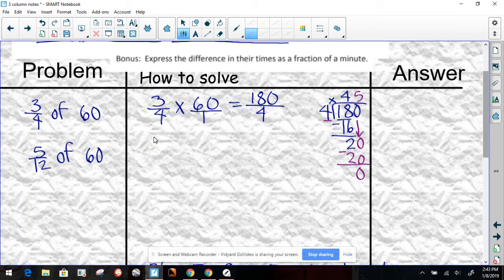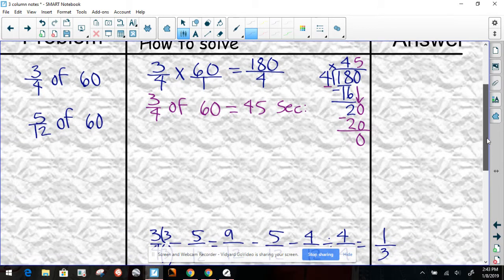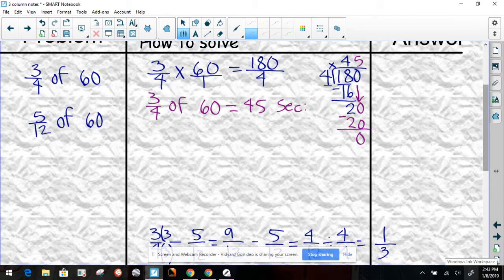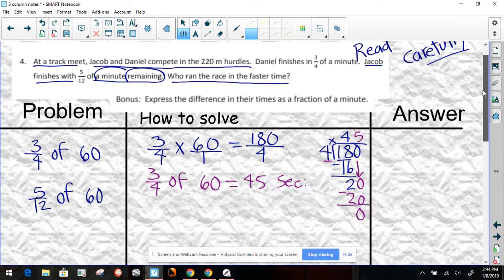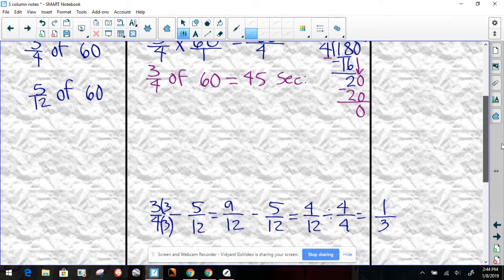So now we know that Daniel, 3/4 of a minute, converting to 45 seconds. Okay? So that's how much the time that it took him to do that. Because let me just make sure. It says 3/4 of a minute. Yes, ooh, these guys are fast.